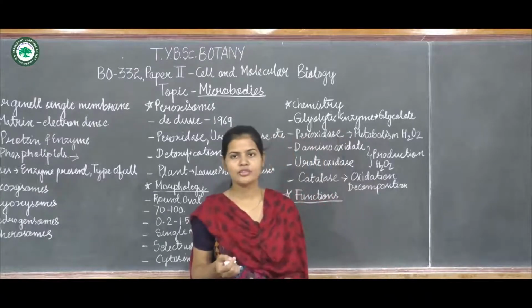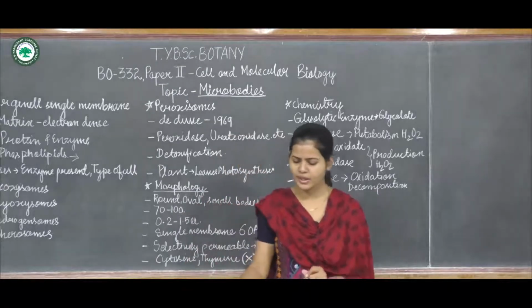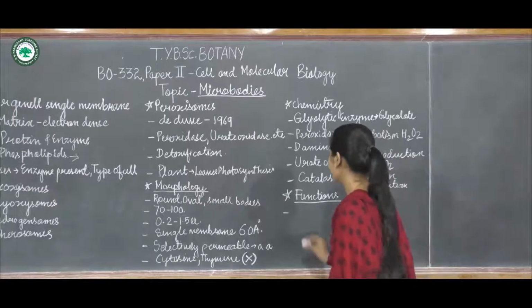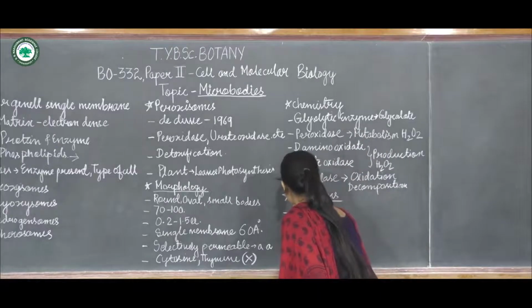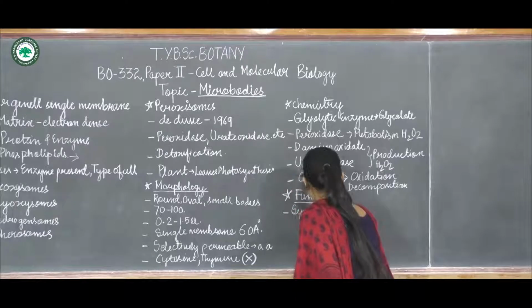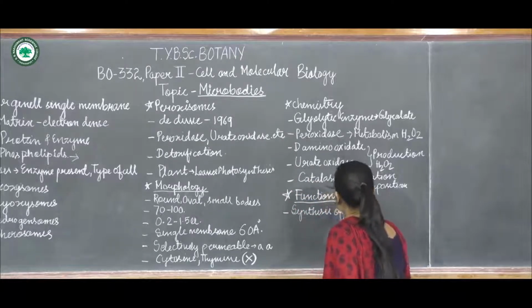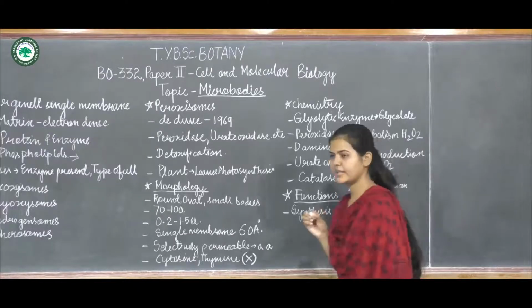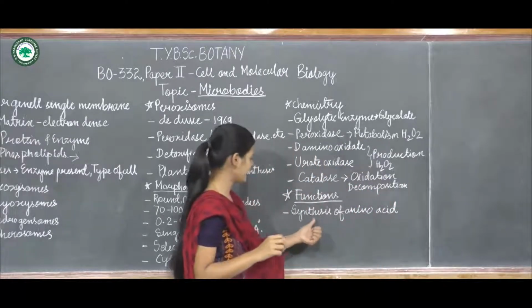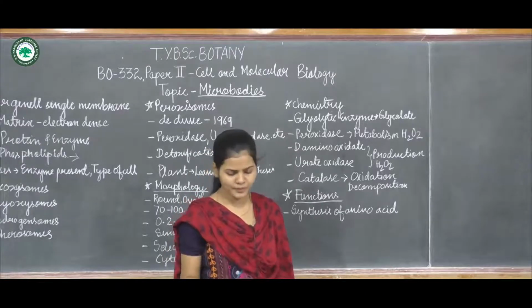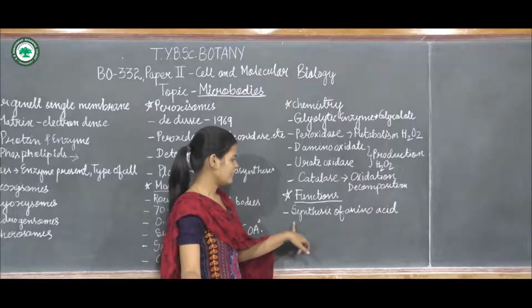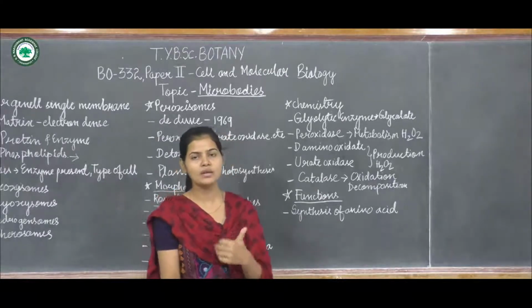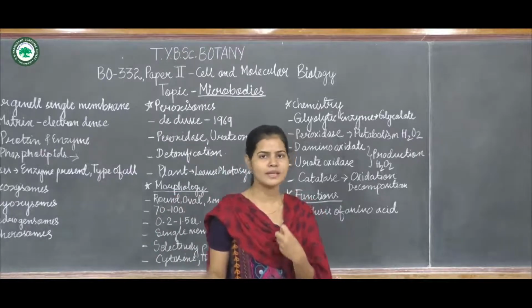Now this peroxisome, they are the most important organelles. In case of the plant, mostly they are involved with the synthesis of amino acids. So in case of the plant, they have function in the synthesis of the various amino acids. Peroxisomes are also associated with photorespiration in case of the C3 plant.